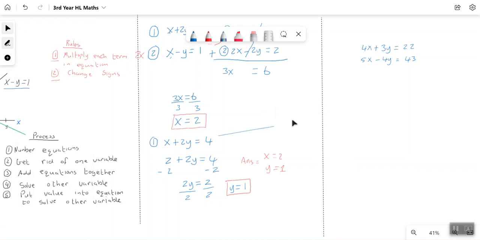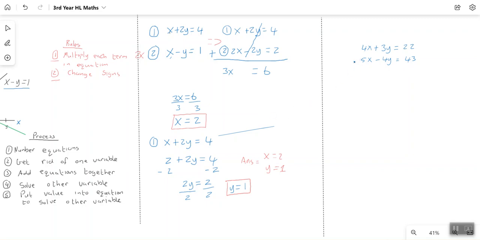So what I would encourage you to do is pause the video and see if you can work out this simultaneous equation here. So you're trying to work out what the value of x is and what the value of y is, following the same process that we used here, okay, following these rules, and see if you can solve it. And then what I'll do is I will give it a go and solve it.